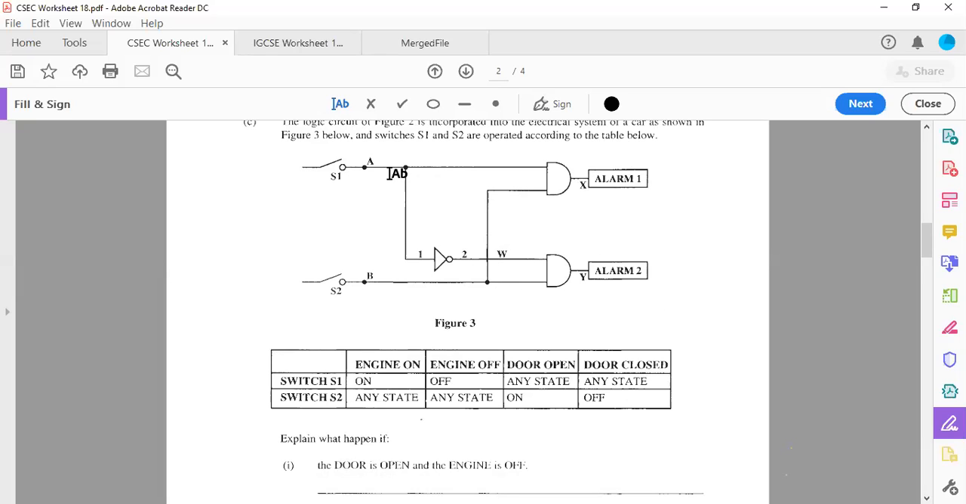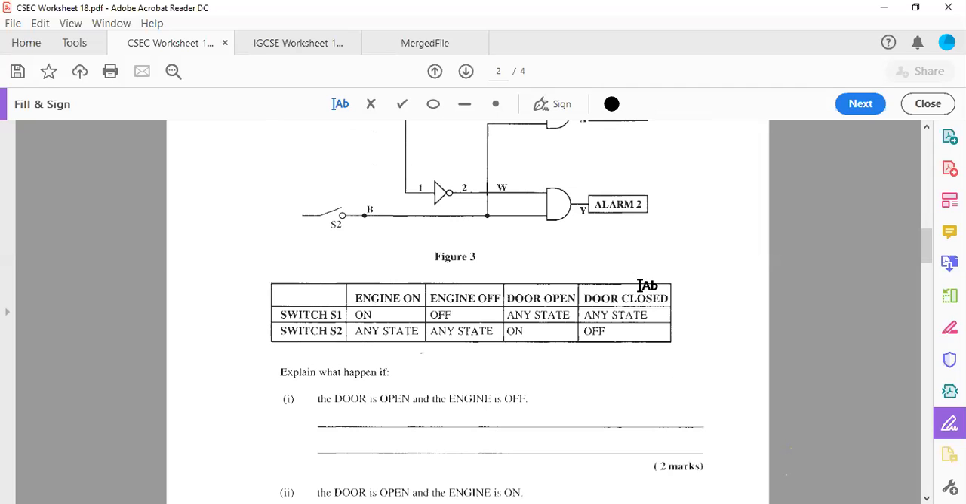For alarm 2 to come on, S1 must be off and S2 must be on. Why S1 must be off is because of the NOT gate. So once it is off, it's going to become a 1 at W, and for B, when switch B closes, it's going to be a 1. So only then would alarm 2 come on.